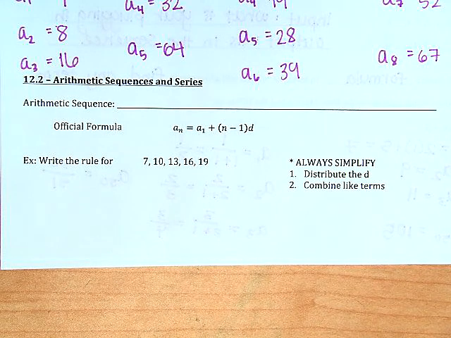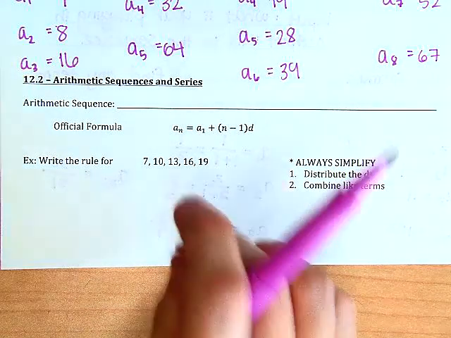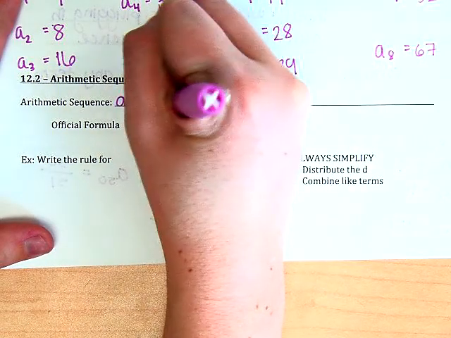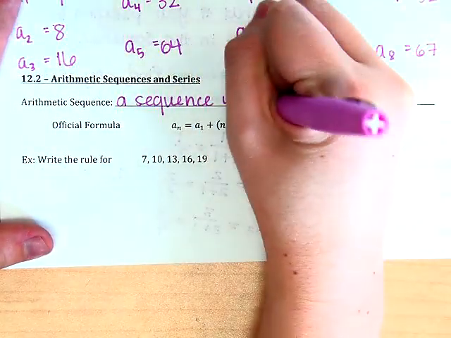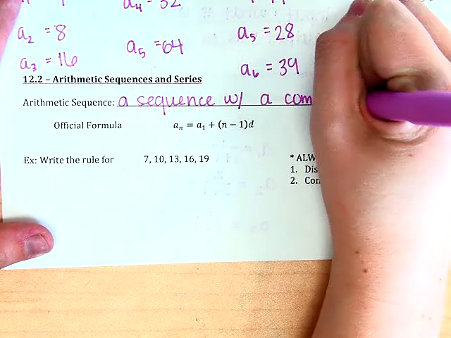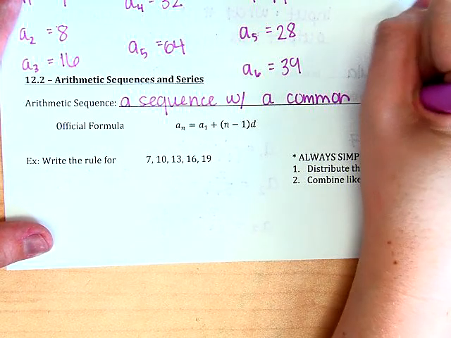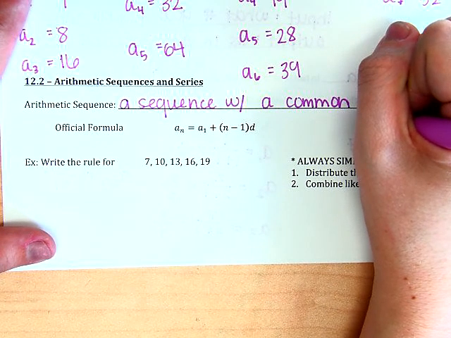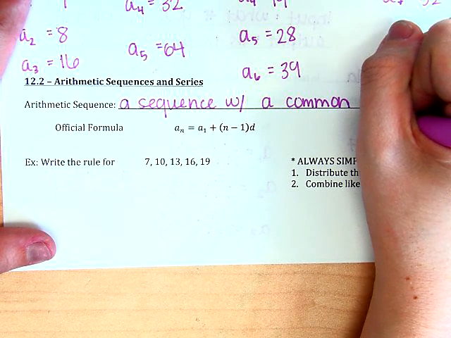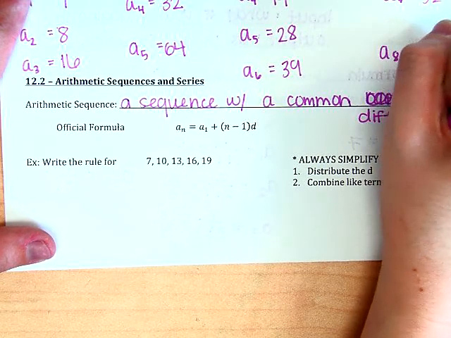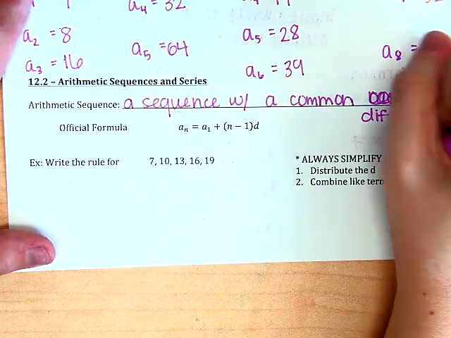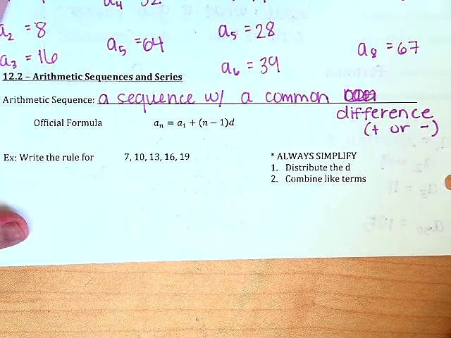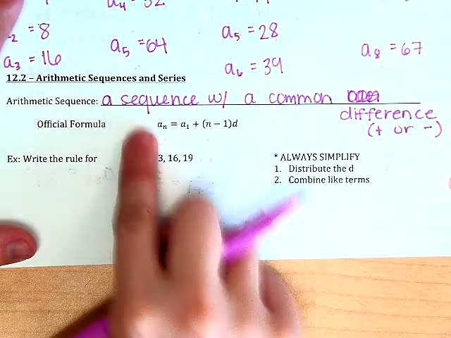Okay, 12.2, arithmetic sequences and series. So arithmetic means it's a sequence, a pattern of numbers, with a common ratio. Oh my gosh, that's terrible. Not common ratio, common difference. Wow, good job, Miss B. Which means I'm either plussing or minusing to get to my next term, either adding or subtracting. So here's my official formula that I want to use.